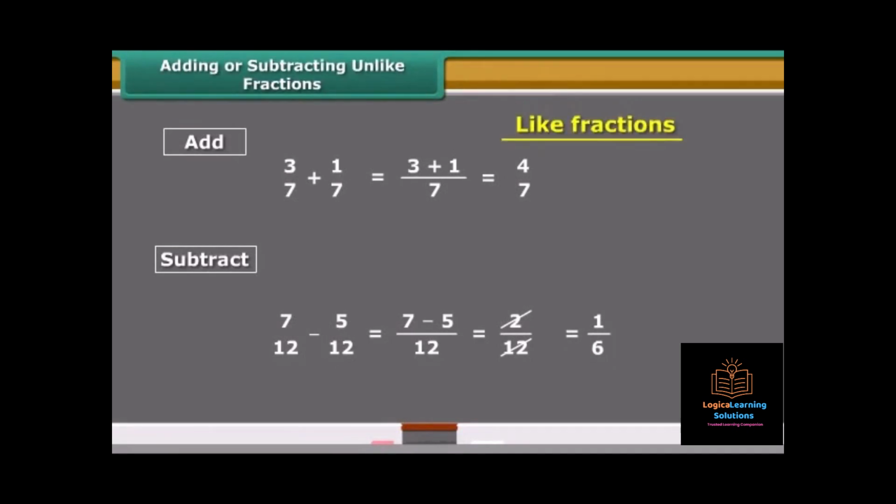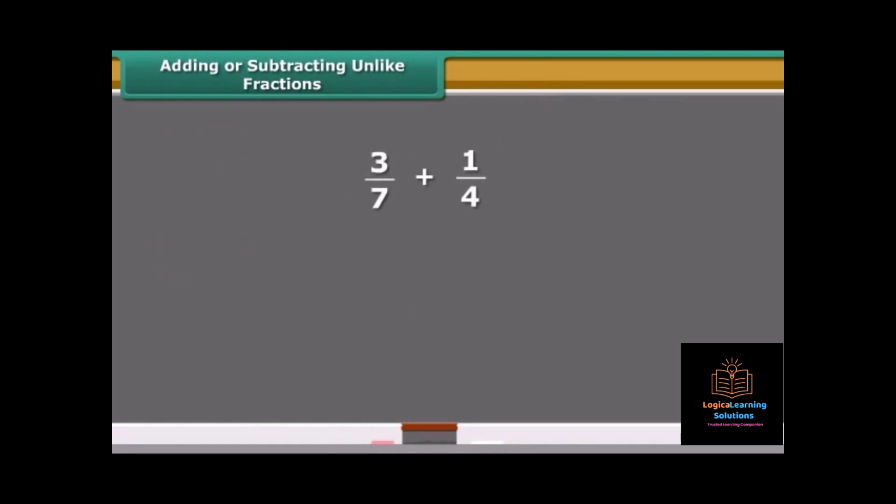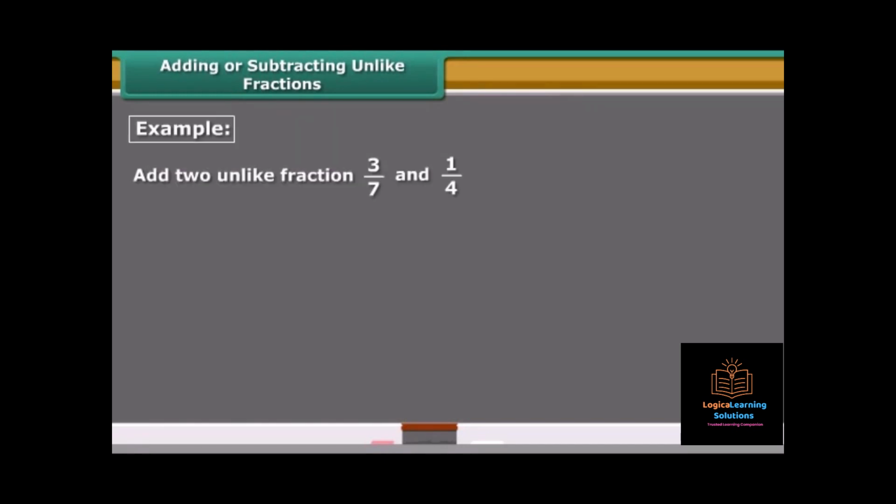We have learned to add and subtract like fractions. It is also not very difficult to add unlike fractions that do not have the same denominator. When we have to add or subtract these fractions, we first find equivalent fractions with the same denominator and then proceed. For example, 3 upon 7 and 1 upon 4 are two unlike fractions.